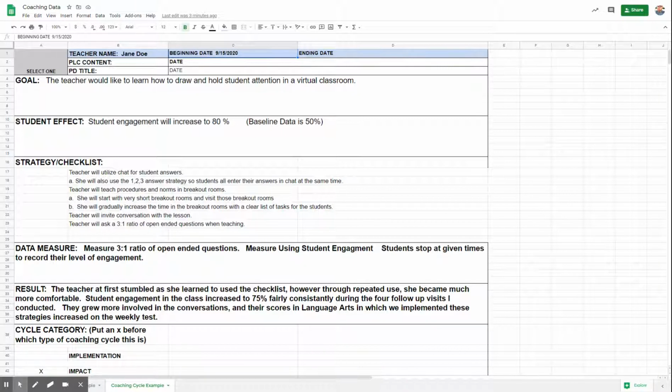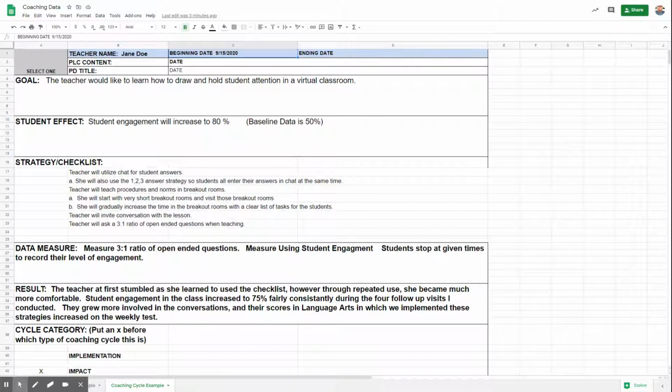The teacher's going to visit them, check in, and then draw them out. And then eventually she wants to be able to expand that time. But again, the norms and the procedures are very clear, so the students know how to operate when they're in breakout rooms and are not sitting around unsure.